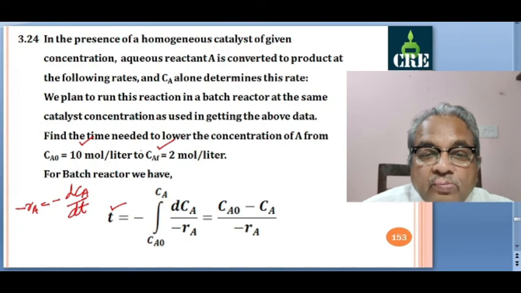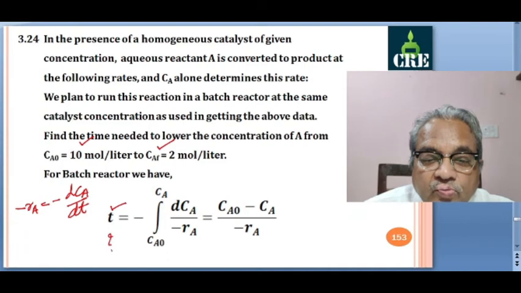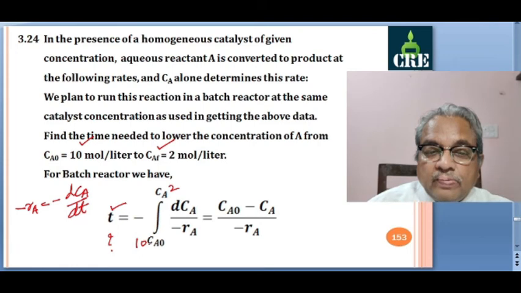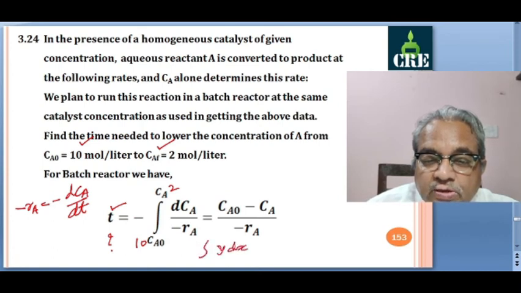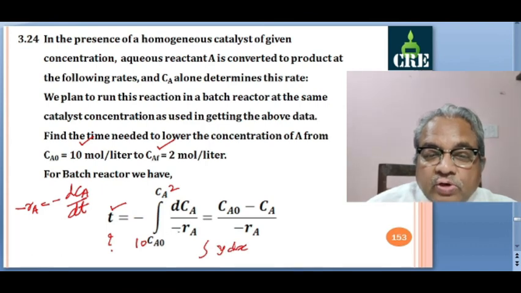So what information we get from this? We want to find out time needed to lower the conversion. This time we have to find out. Ca0 is 10, Ca final or Ca is 2. So you start with 10 and up to Ca final value is 2. We have to find out this. So this integral is of the form integral, let us say y dx. So here y is 1 upon minus Ra, dx is dCA.